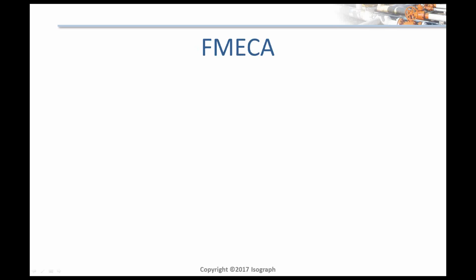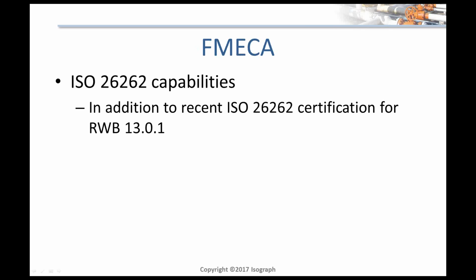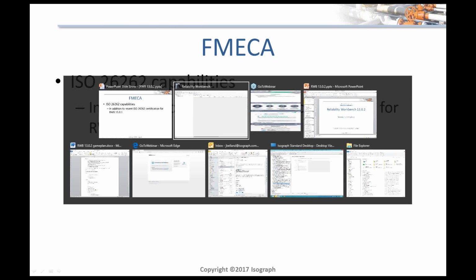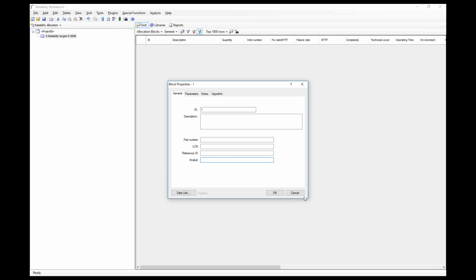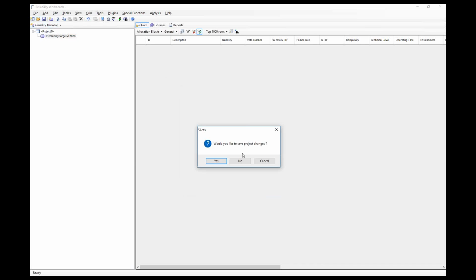The next thing to have received a big update is the FMECA module of Reliability Workbench. Firstly, we've expanded the ISO 26262 capabilities. This sort of goes along with our verification, as Jeremy mentioned in the beginning. RWB 13.0.1 just recently received a TÜV certification for ISO 26262. So going along with that, we've expanded the capabilities for performing ISO 26262 analysis. Let me show that. Let me open up a FMECA project.